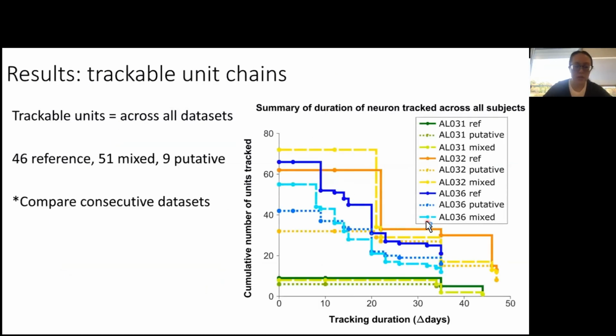Finally, I want to show you the units that we tracked across all the datasets up to 7 weeks apart. We looked at consecutive datasets and followed 106 units over 3 animals. The survival plot here shows you neurons from 3 animals with different amounts of reference information and gives you a sense of how many units we can track over 7 weeks. We also checked their locations, waveforms, and firing rate to make sure they are indeed the same neurons.